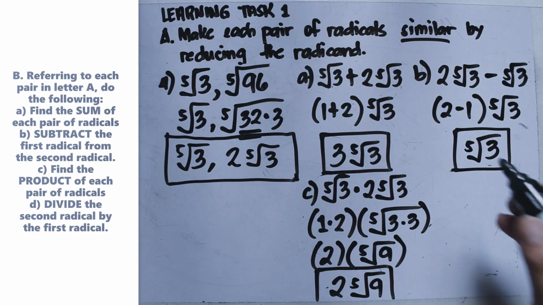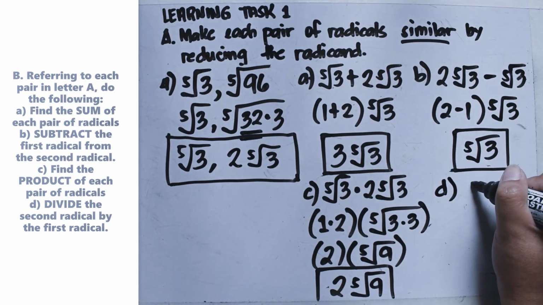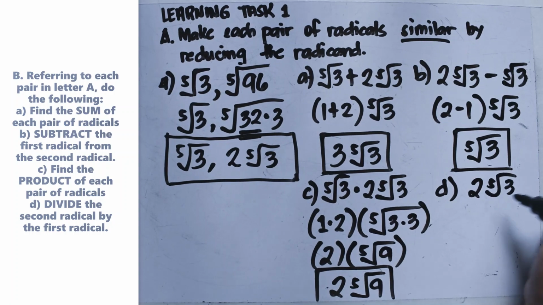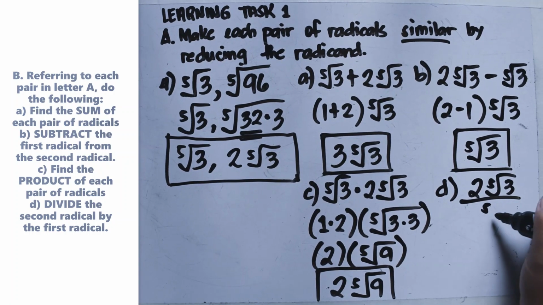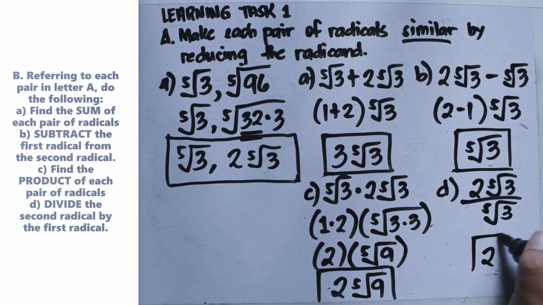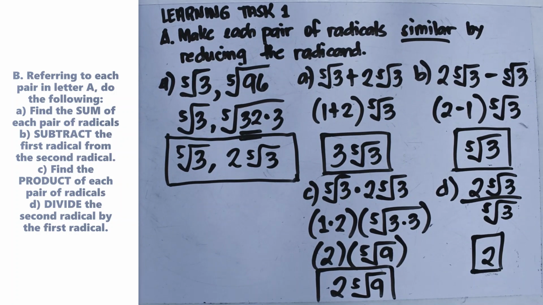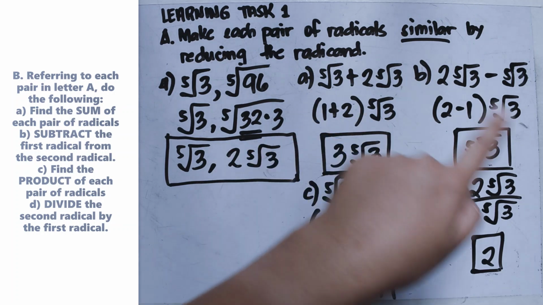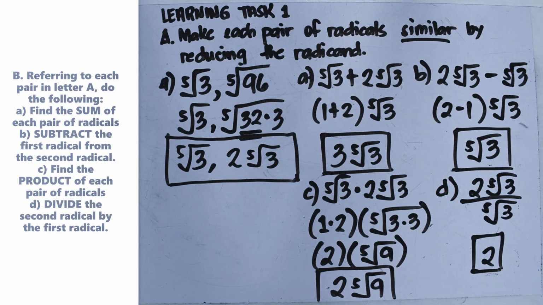Let's now proceed with letter D. Letter D, just divide. So, we have 2 fifth root of 3 all over, or divided by, fifth root of 3. Same, so cancel. What is left? 2. So, it's that easy. That is the final answer in letter D. So, again, we're done with number 4, letters A to D of our Learning Task 1, letter B.